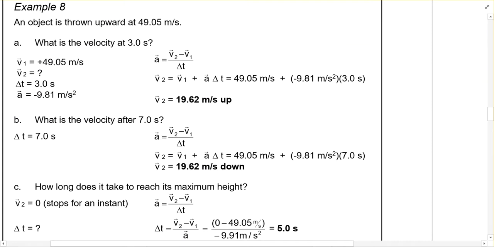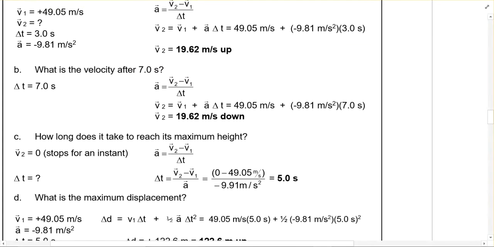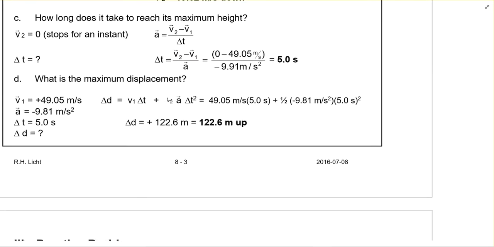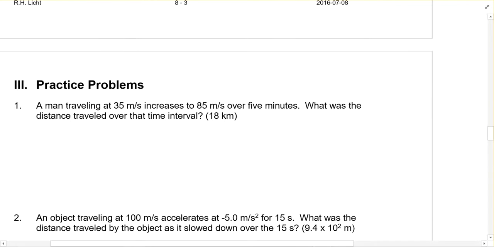For example 8, I'm going to let you guys go through and look at this. It's all stuff that we've done, right? So go through and I'll let you guys do this one on your own.